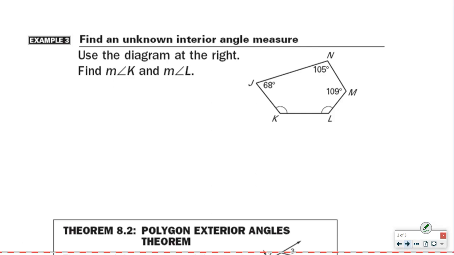Example number 3, we want to find an unknown interior angle measure. So we're going to use this diagram here on the right to find angle K and angle L. Notice angle K and angle L are both congruent. They've got the congruent marks, so we know that they're going to be the same as one another.